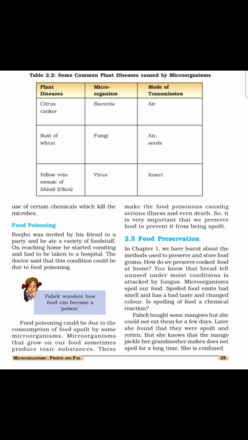Food poisoning is caused by microorganisms growing on our food. When these microbes grow, they produce toxic substances. Even small amounts of these toxins can cause severe illness, including vomiting and more. Okay, it can even be fatal. This emphasizes why food preservation is so critical. We need to stop these harmful microorganisms from growing on our food in the first place.